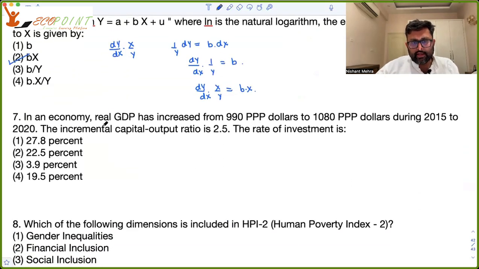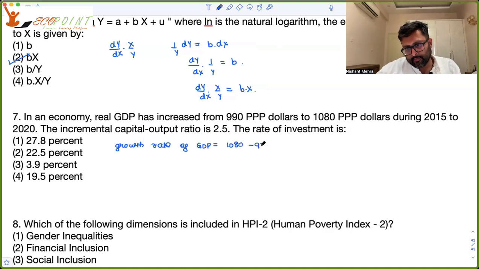Let's look at the seventh one. In an economy, real GDP has increased from 990 purchasing power parity dollars to 1080 PPP dollars during 2015 to 2020. The incremental capital output ratio is 2.5. What is the rate of investment? So what is the growth rate of GDP? Growth rate of GDP is 1080 minus 990 upon 990, new GDP minus old GDP upon old GDP into 100. This is going to give you 9.09%.